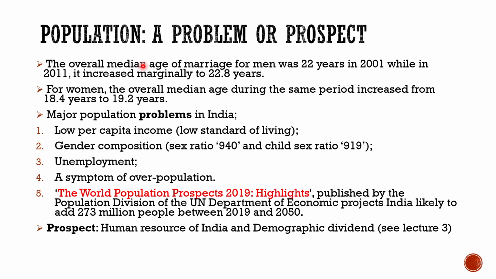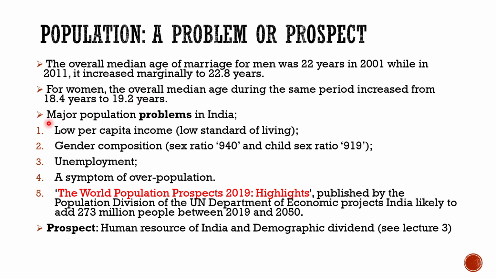Next, whether population is a problem or a prospect for India, we see that the age of marriage for men was 22 years in 2001, while it has only increased by 0.8 years in 2011. Same goes for women. We see that the overall median age for marriage was 18.4 years in 2001, and it has only increased to 19.2 years. So early marriages are the big problem as far as population increase is concerned.